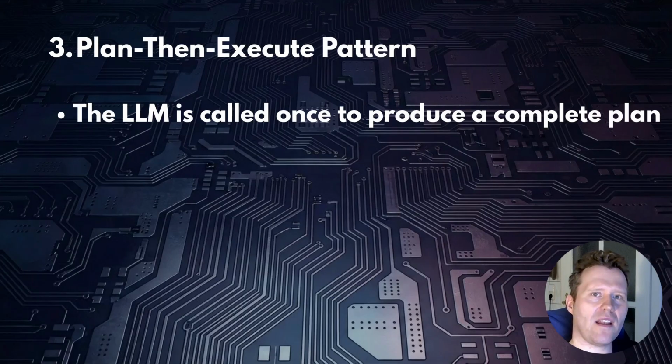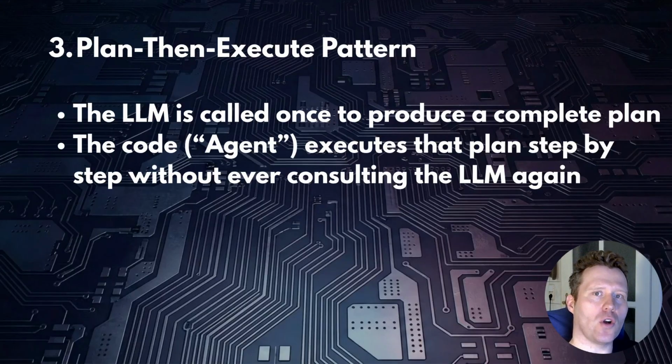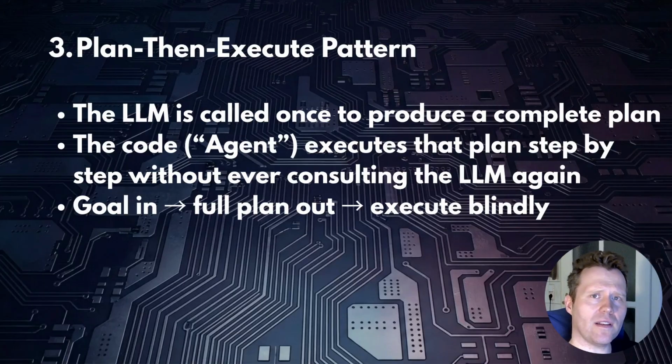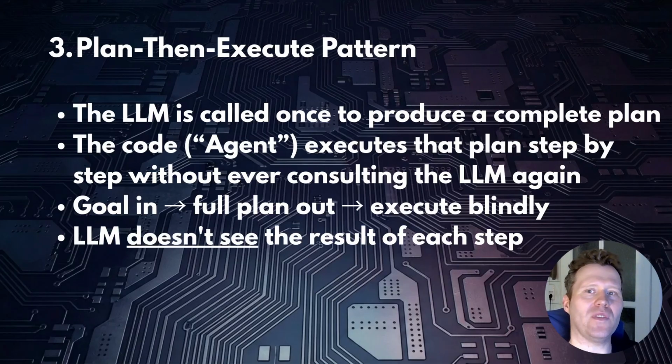In the plan then execute pattern, the LLM is called once to produce a complete plan. And then the code or the agent executes that plan step by step without ever consulting the LLM again. So basically, we have defined our goal, build a house, then we produce a full plan, and then we execute it blindly. And this is actually the problem and the big difference to a real agentic pattern, that the LLM doesn't see the result of each step.